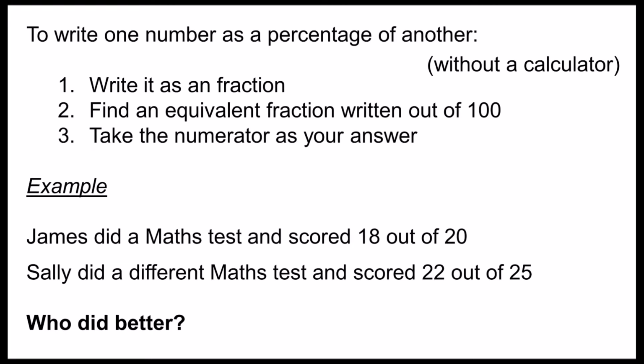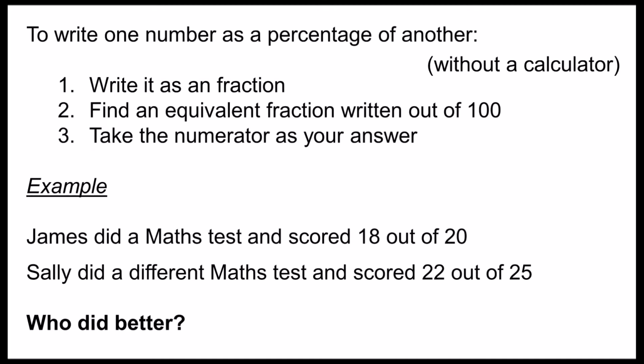In today's lesson, we're going to look at writing one number as a percentage of another number. To do this without a calculator, there's three simple steps. Firstly, write the amount you have as a fraction. Secondly, find an equivalent fraction that's written out of 100. And then lastly, take the numerator as your answer.